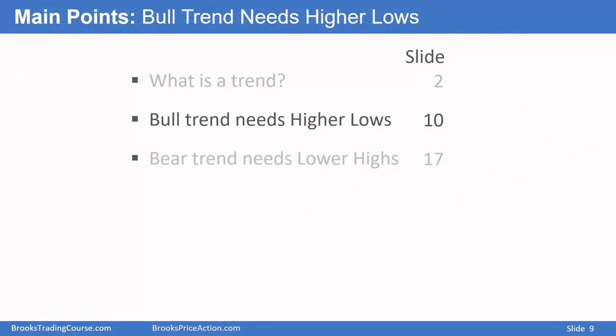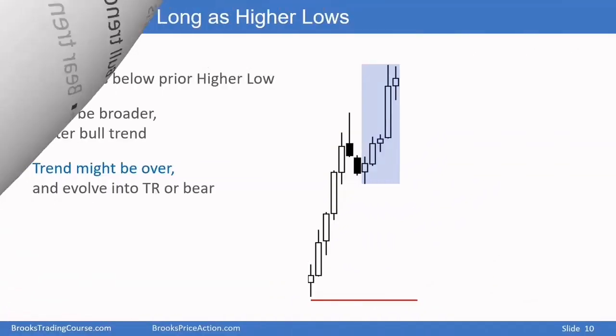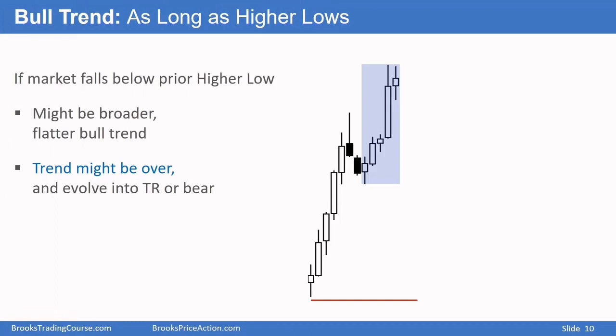I mentioned that bull trends need higher lows. They're even more important than higher highs because the higher lows determine where traders put their stops. So if the market falls below a prior high or low, below here, it can still be a bull trend, but it might be a broader, flatter, weaker bull trend closer to converting into a trading range. And it's possible that it could even be converting into a bear trend. Typically, though, when you have a trend that's strongly up, it's not going to go directly into a bear trend. It usually first has to convert into a trading range.